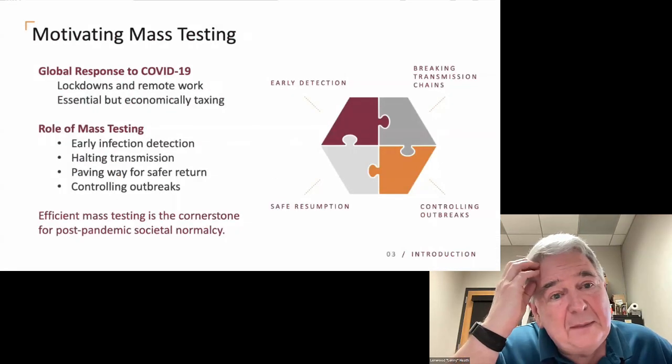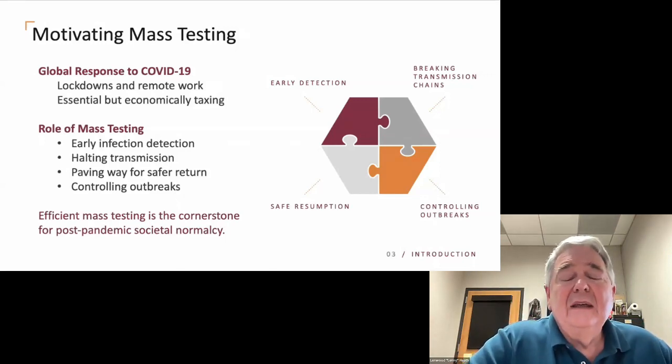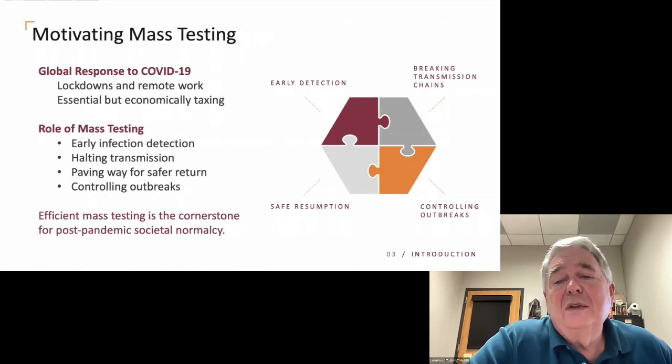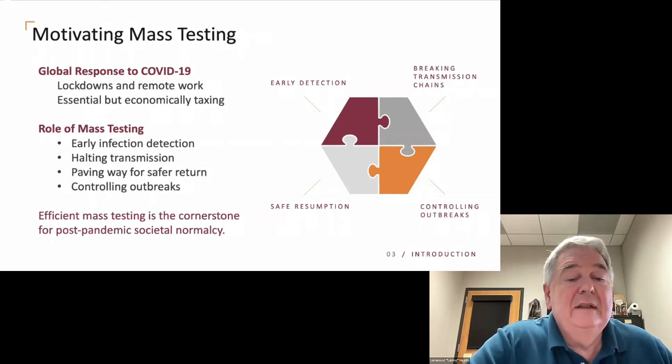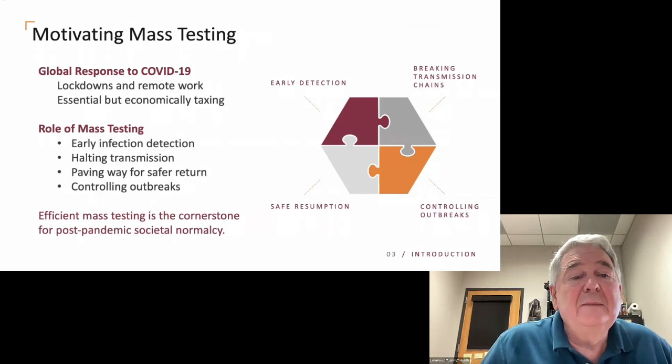So in an epidemiological situation, you want to do testing, and the reasons are pretty clear. You want to find out early that there's an epidemic, some infection in your community. You want to do things to break the transmission chains by surveillance. You want to control the outbreak, therefore, and find a good time to resume normal life. So we've all been through that, and we've all been through testing.